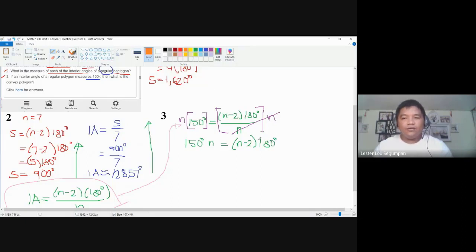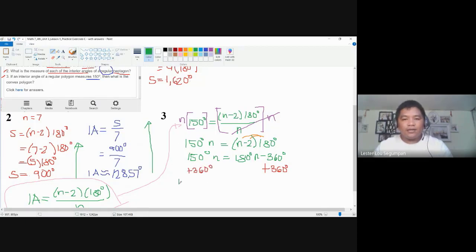To continue, let's distribute this. By the distributive property, we will get 150n is equal to 180n minus 360 degrees. It's a little bit longer than what it used to be because we are going to add 360 to both sides here. So, plus 360 degrees.